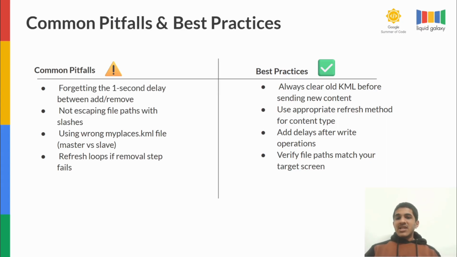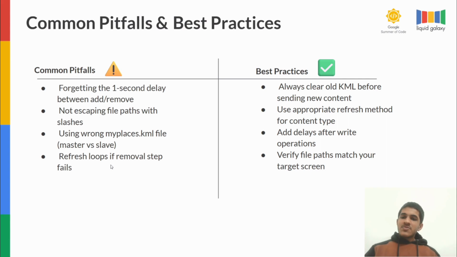Let's say you have to display a logo, then you will be using slaves.kml. And let's say if you have to display a KML, or you have to do a tour, or you have to fly to a location, or you have to send a 3D object, then you will use the master.kml for doing the transactions and the refresh things.